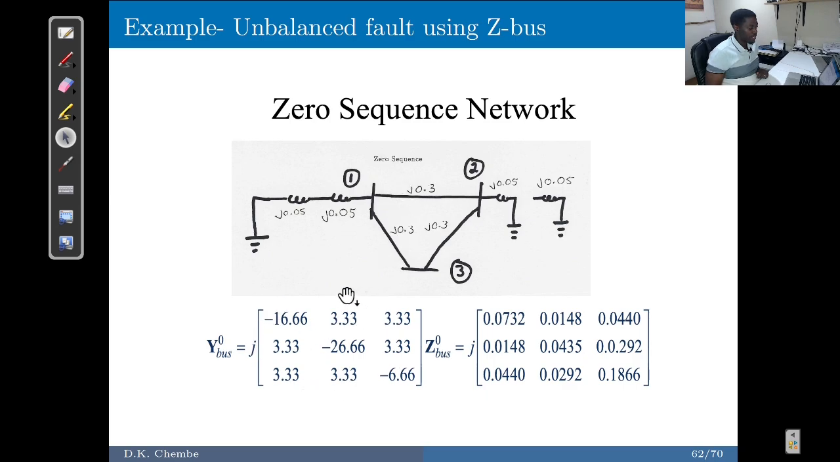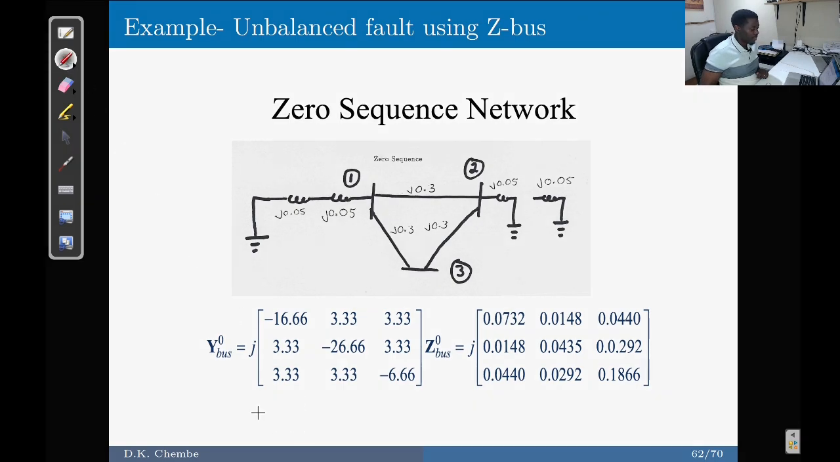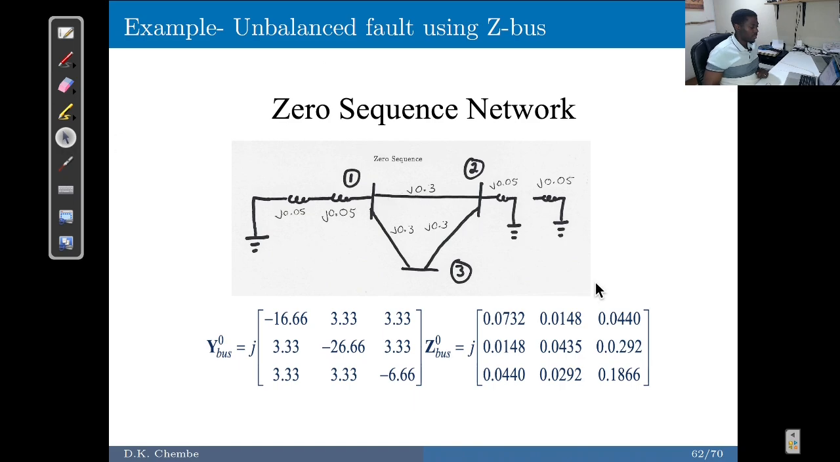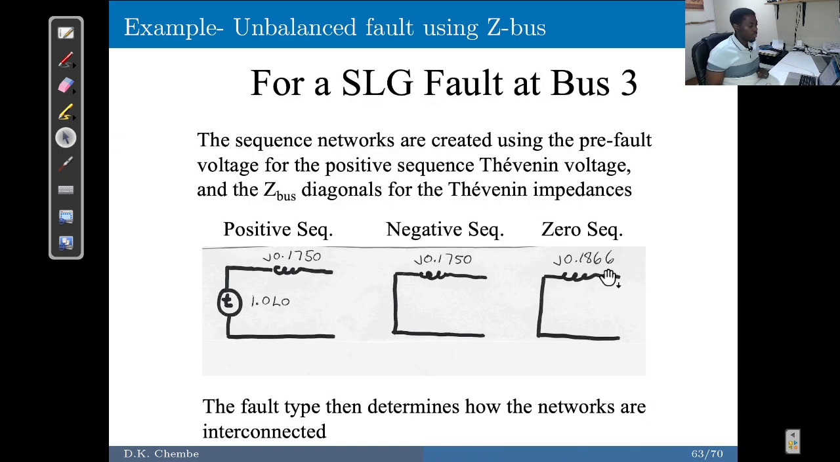We get our Y-bus for the zero sequence, and again we get our Z-bus for the zero sequence to be the inverse of the Y-bus for the zero sequence. Okay, and this is what we get. So after that, now we are able to get the single line to ground fault at bus 3.